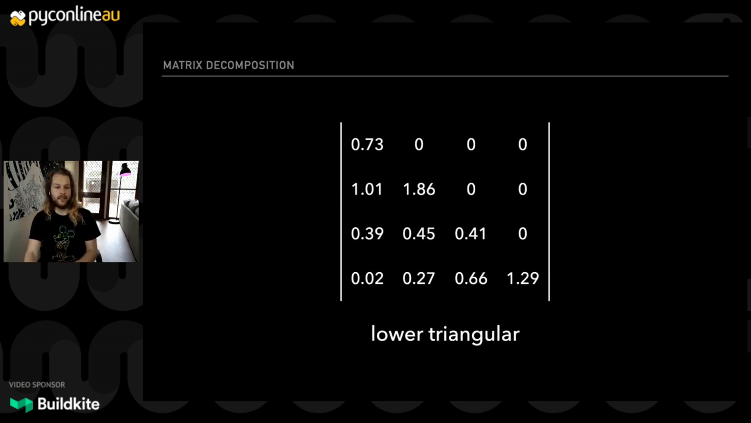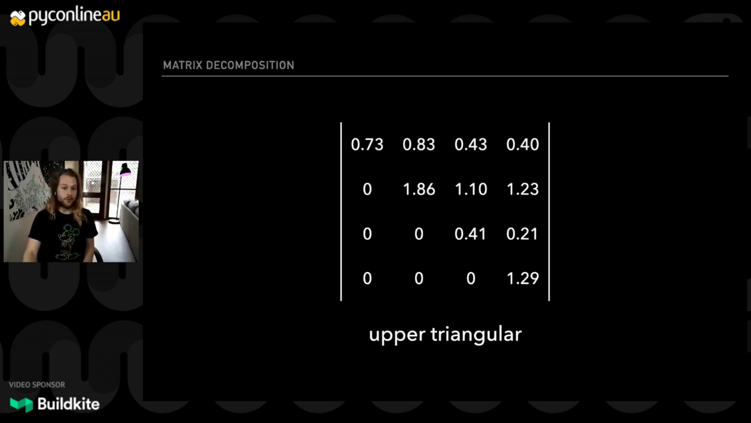So this is an example of a lower triangular matrix. It has 0 above the diagonal. This is an example of an upper triangular matrix. It has 0 below the diagonal.